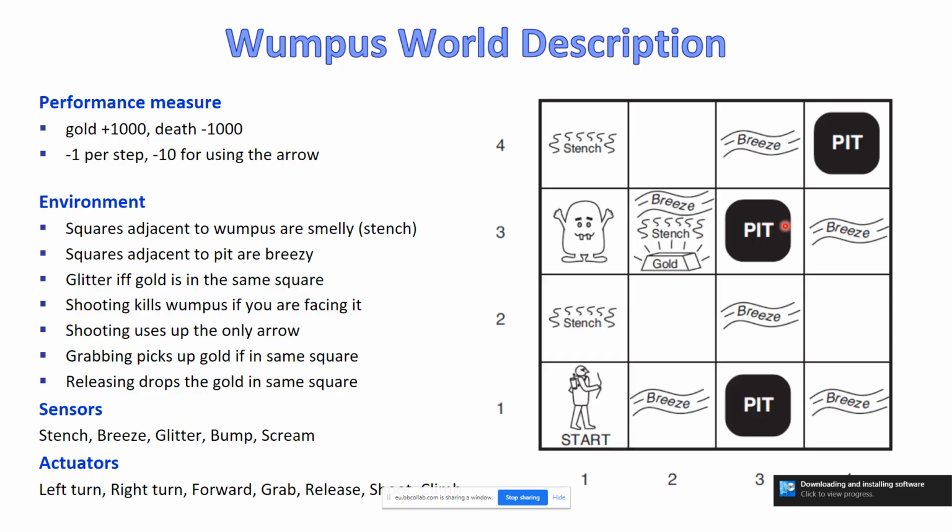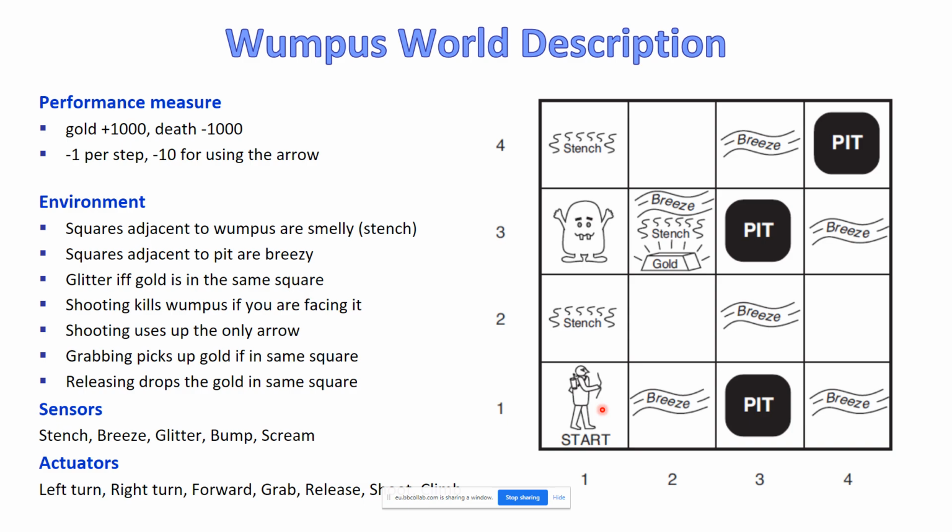And you have to face the Wumpus when you shoot it, otherwise it will not kill the Wumpus. So if we are facing right now, and the agent shoots the arrow, it will not kill the Wumpus. It has to turn left and then shoot the Wumpus.